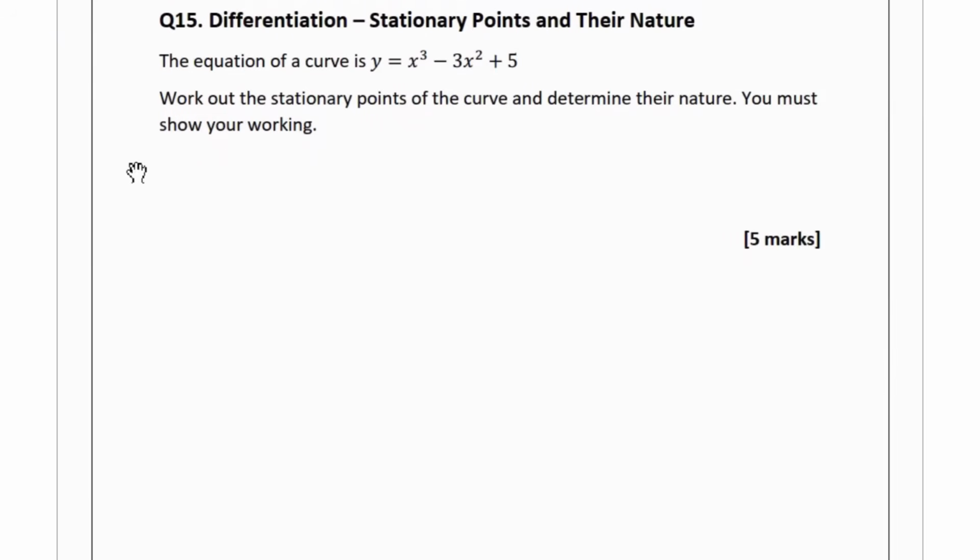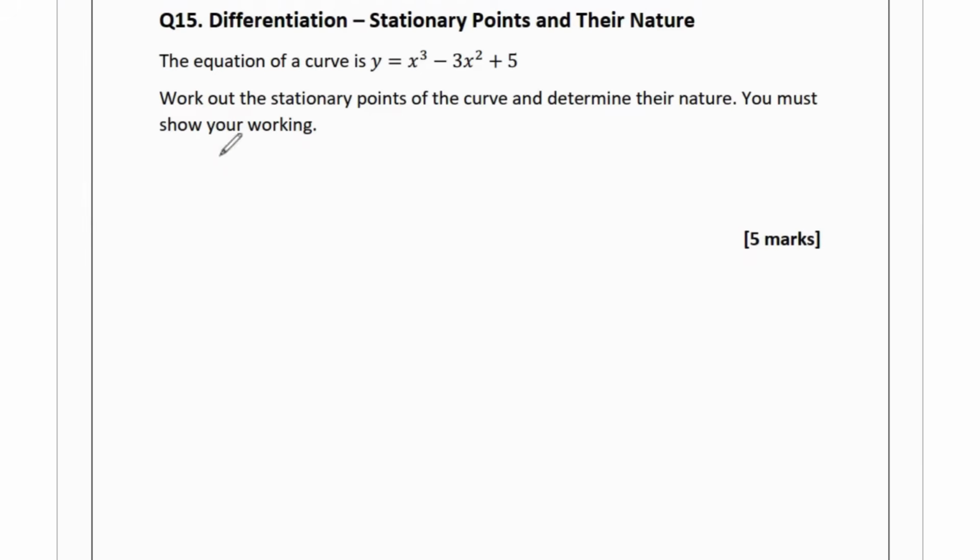Then for differentiation, I had to include a question about stationary points and the nature. This way you're covering both the second derivative and differentiation and stationary points in the same question without adding another question for that. So we have a curve with the equation y equals x cubed minus 3x squared plus 5. We have to work out the stationary points of the curve and determine their nature. And we must show all the working.